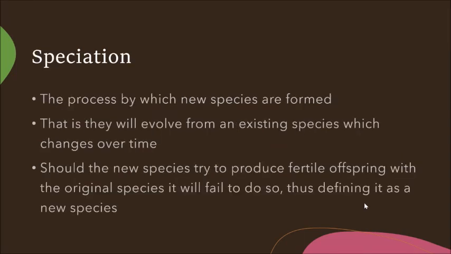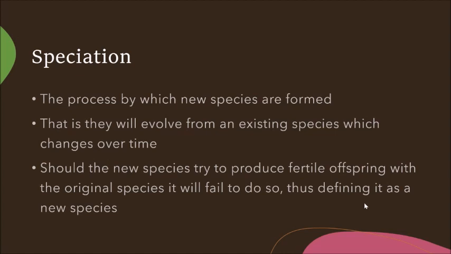So speciation is the process by which new species are formed. They'll evolve from an existing species and then diverge, meaning genetically they grow apart from the original species. Should those two species come back together and try to produce fertile offspring, they'll fail to do so.